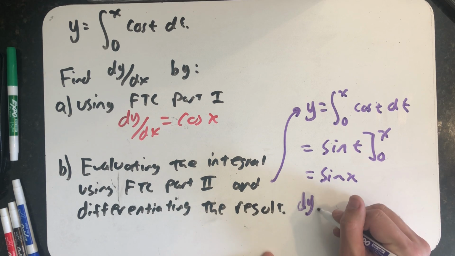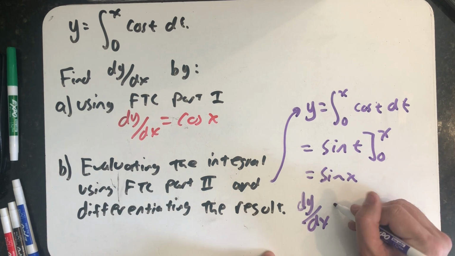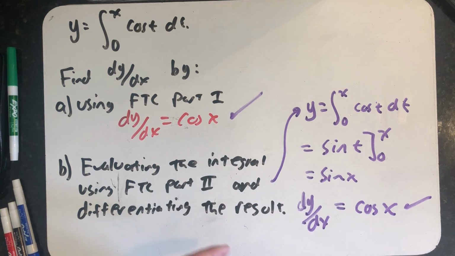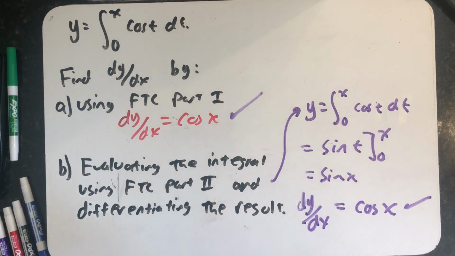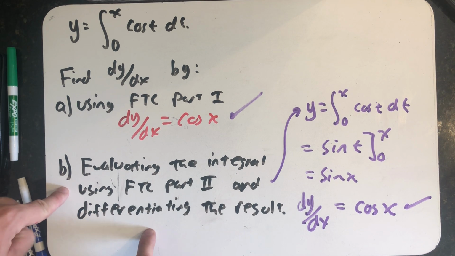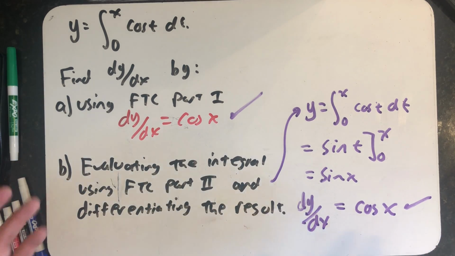Now I can just differentiate. The derivative of sine is cosine. And I get the same thing both ways, but I certainly worked less hard this way. But I bet some of you are thinking, well, I understand this really well, so I could just do that every time. And the answer is no, you can't.